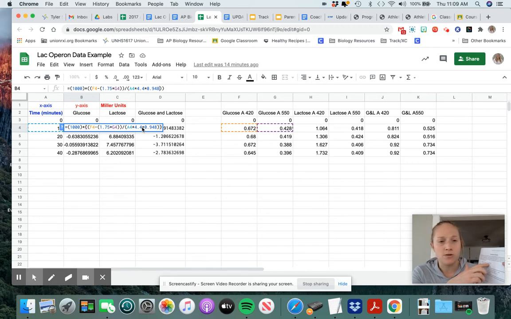4.4 is correct. Don't need to change that at all. The last part is what you need to change, which is the A600, okay? I have in here 0.948. So for that group back in 2016, that was their A600 for their glucose tube. You took your own measurements of A600 for your glucose tube. So all you will need to do is go in and sub out this number for your A600. Don't forget to do that.